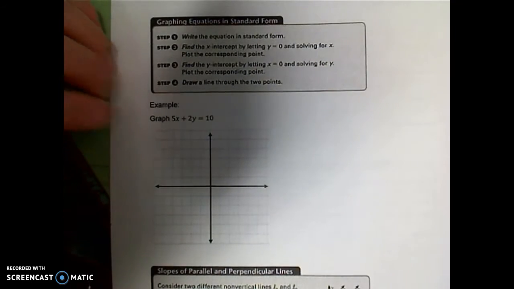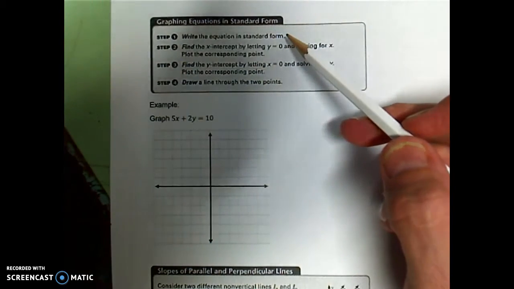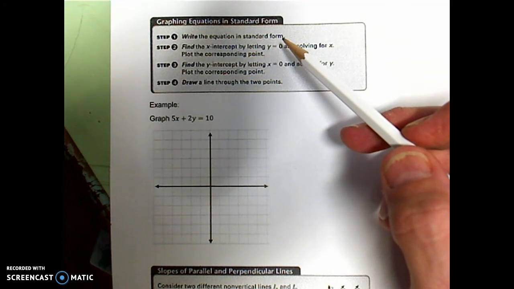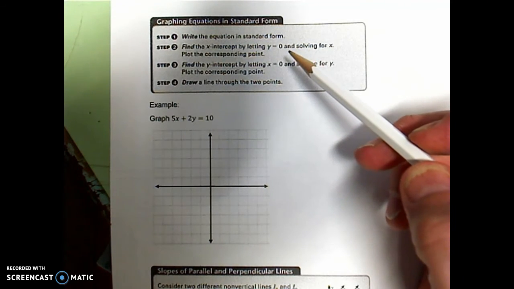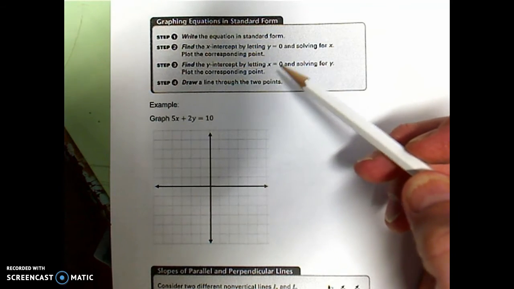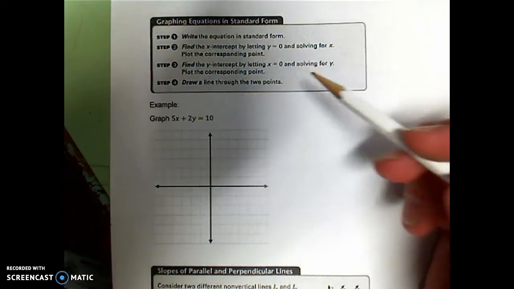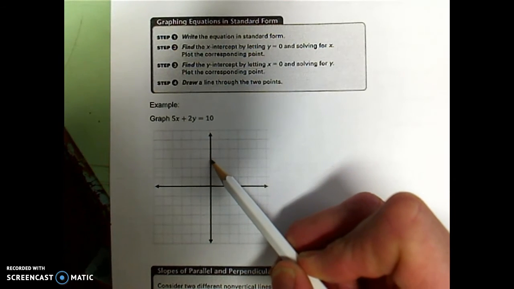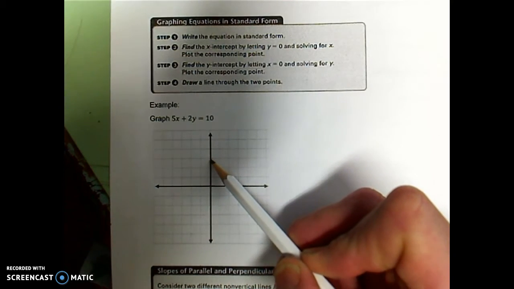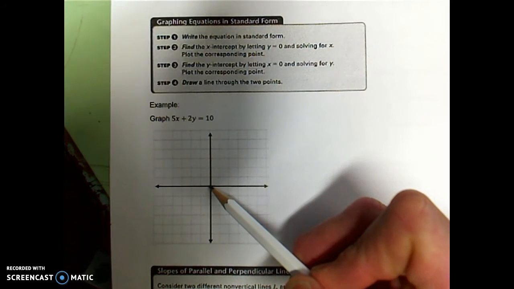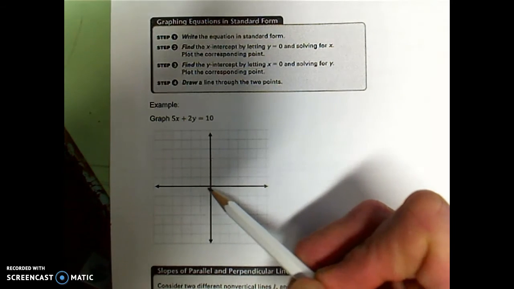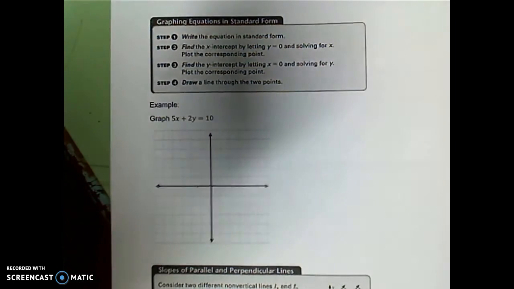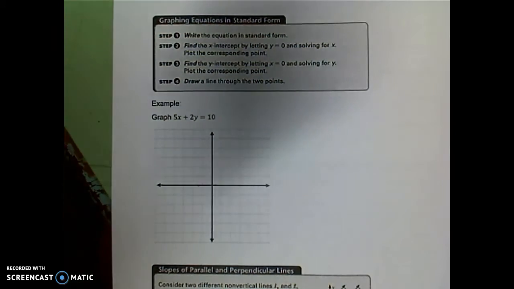In order to graph equations in standard form, we need to make sure that we have a standard form equation, ax plus by equals c. We're going to find our x and y intercepts. That's how we're going to generate our 2 points. The important thing to keep in mind is if I have a point that's on the y-axis, its x-coordinate is automatically going to be 0. When I start at the origin, how far did I move left or right? Well, none at all. My x-coordinate is going to be 0.